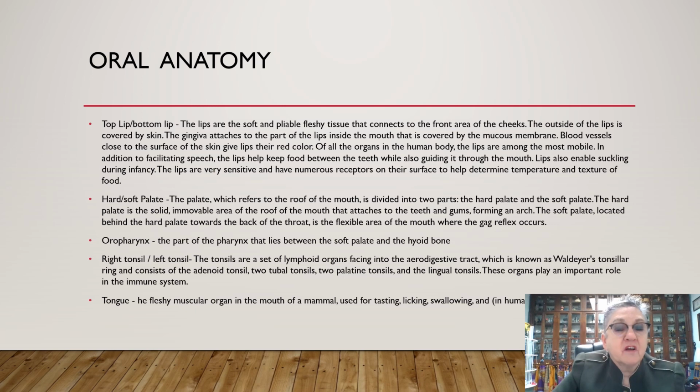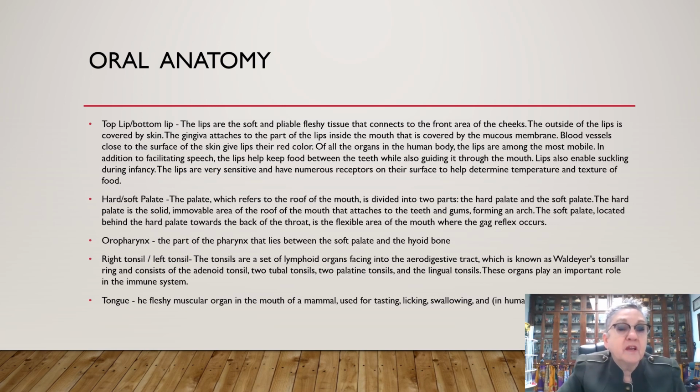Then we have the hard and the soft palate. The palate is divided into two parts, the hard and the soft palate. The hard part is a solid, immovable roof of the mouth and attaches the teeth and gums, forming an arch. The soft palate is located behind the hard palate, toward the back of the throat, and it's a flexible area of the mouth where gag reflexes occur.